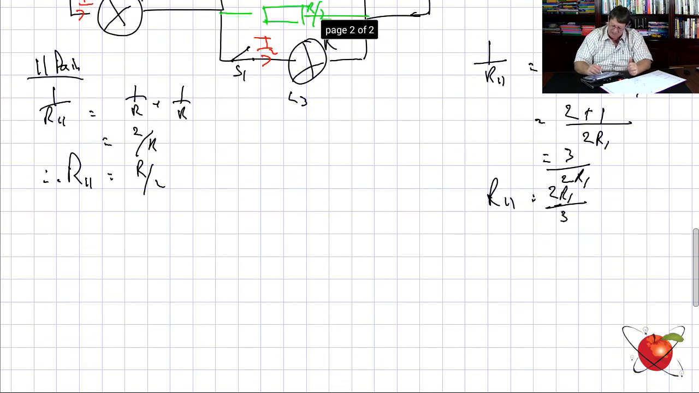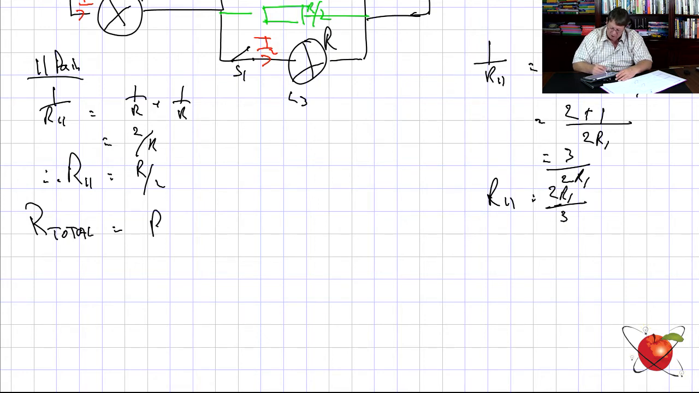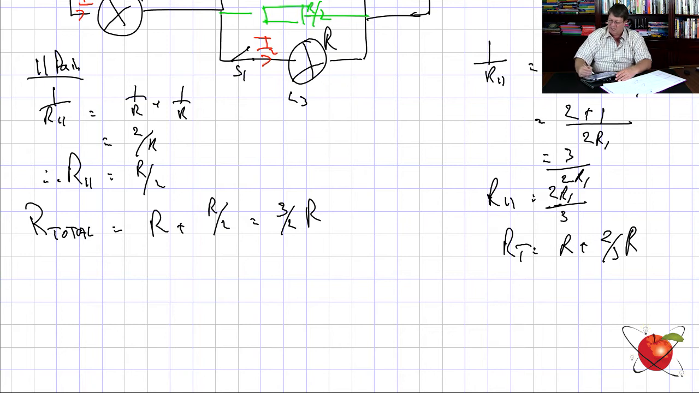Now, therefore, I know R parallel. But hang on, I've got another resistor. So R total is going to be equal to R plus R over 2, which is going to be 3 over 2R. And you can see here, R total would be R plus 2/3 R. And you just do the same recipe. I think I have done one of these in the exam or test prep side, but just follow the same recipe. It's just straightforward.